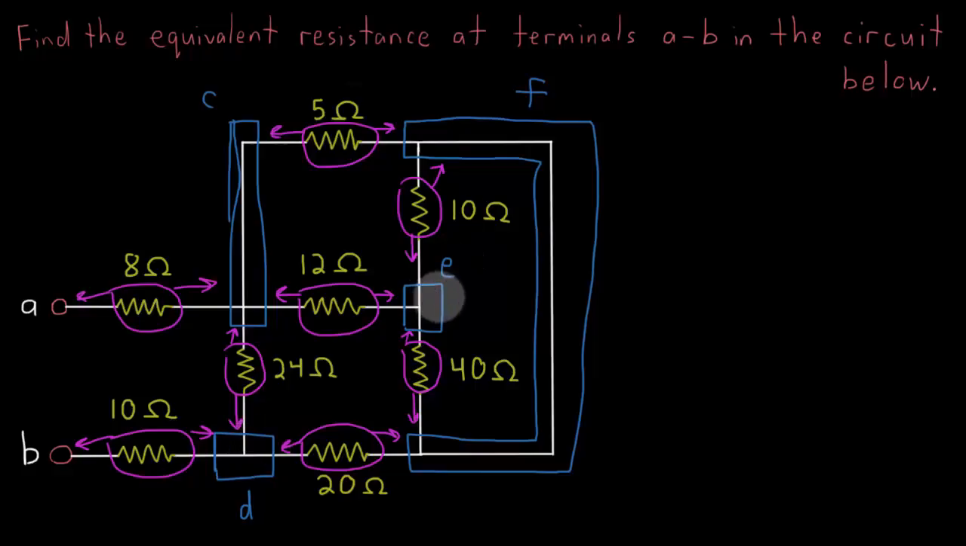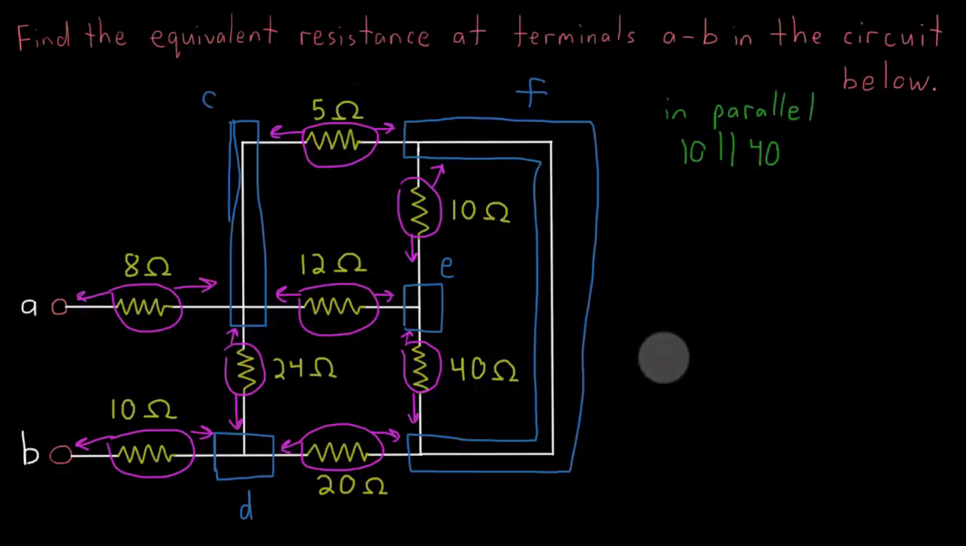But if you look at node E, we can see that they're not in series. But if you look at the 10 ohm resistor and the 40 ohm resistor, they both share node E and node F, which by definition means they're in parallel. So the 10 ohm resistor is in parallel with the 40 ohm resistor, and this is the symbol for parallel. So these 2 are in parallel.